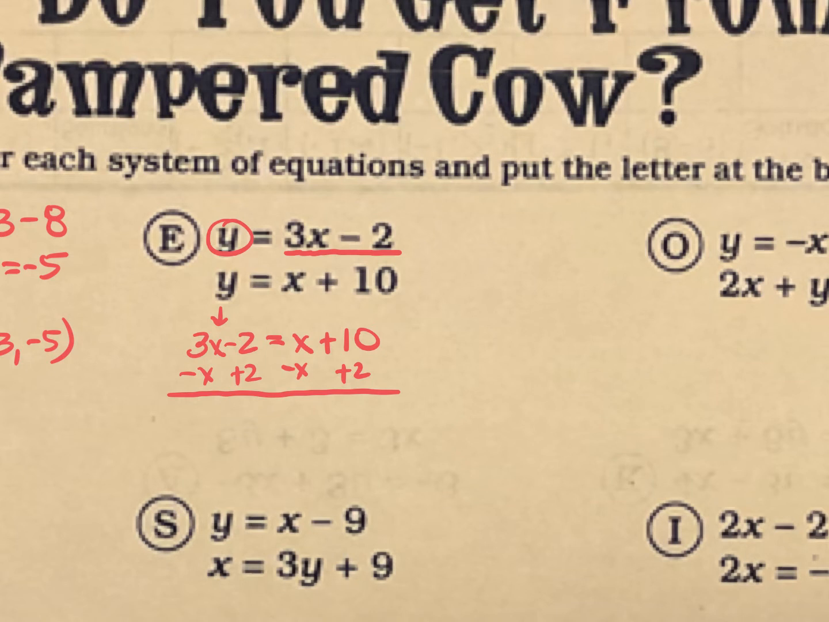Okay, so that makes it 12. These get rid of each other. These get rid of each other. 2x equals 12, divided by 2. X equals 6. I use that information and I'll plug it into either one, but this one seems easy.